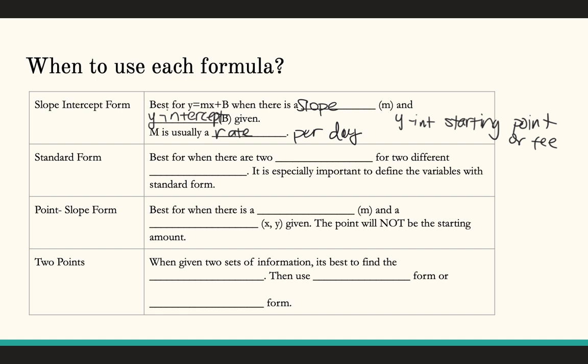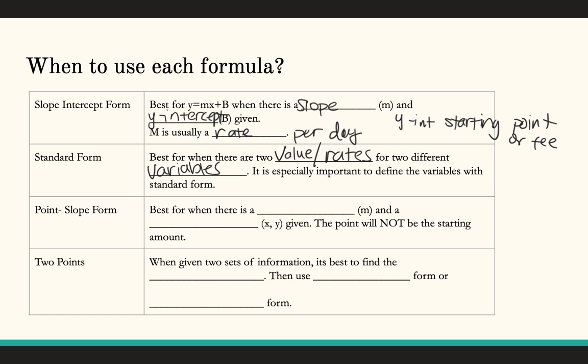Standard form is best for when there are two values or rates for two different variables. And it is important to define your variables when using standard form. So you'll have an x and a y. It'll look something like ax plus by equals a number. And that usually involves two different types of things that you're working with.